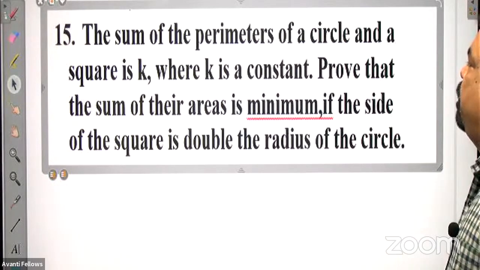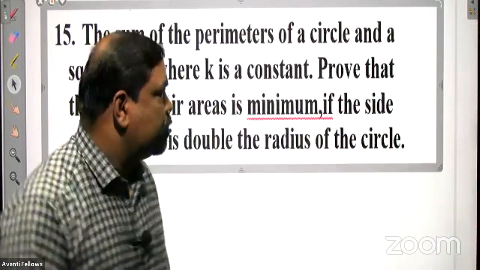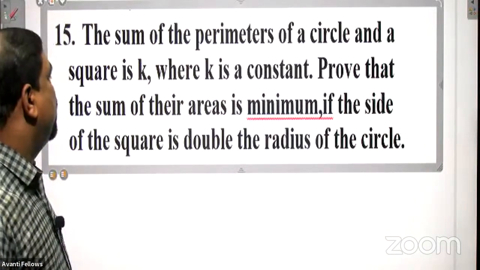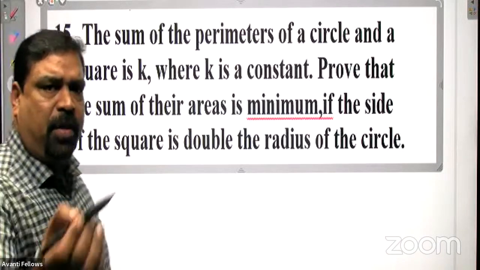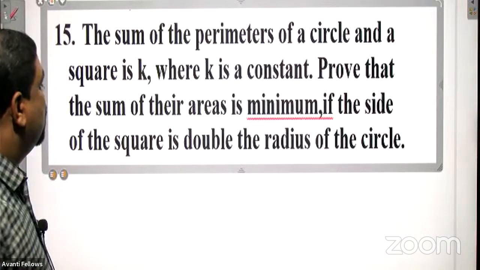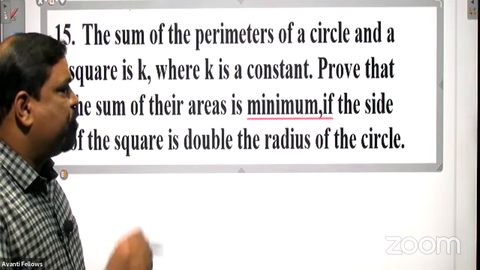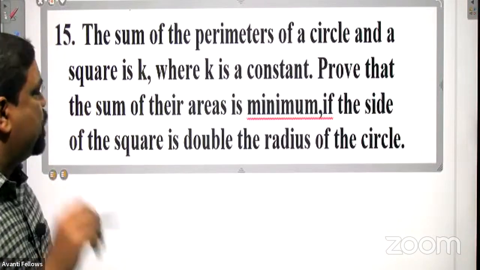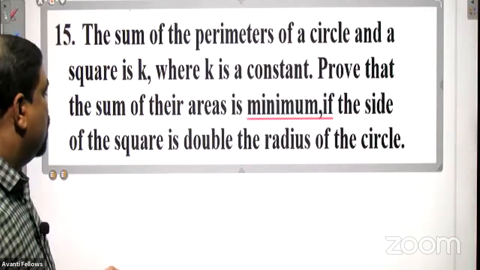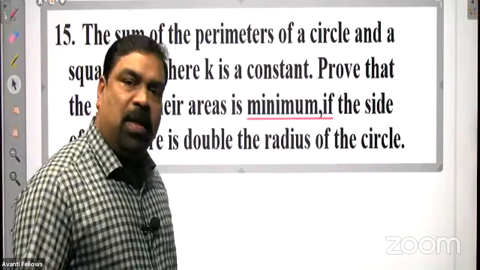The sum of the perimeters of a circle and a square is k, where k is a constant. Prove that the sum of their areas is minimum if the side of the square is double the radius of the circle.